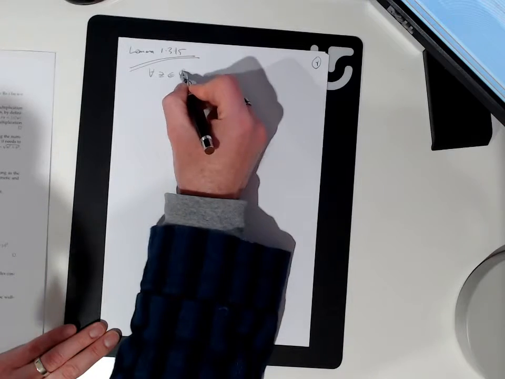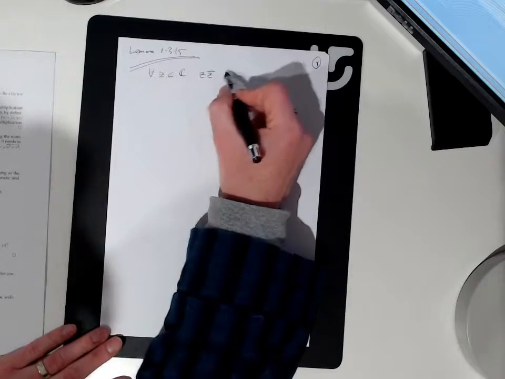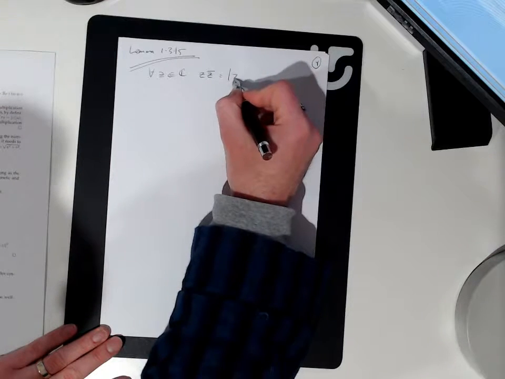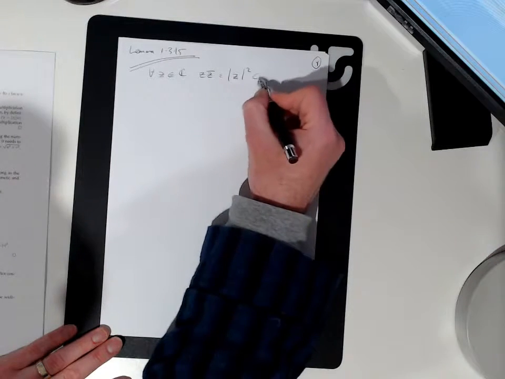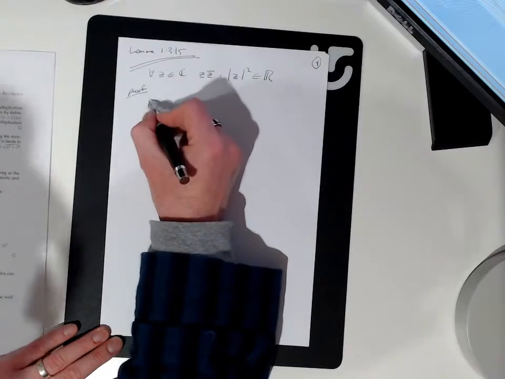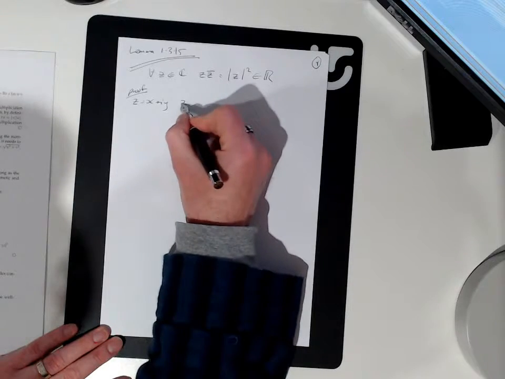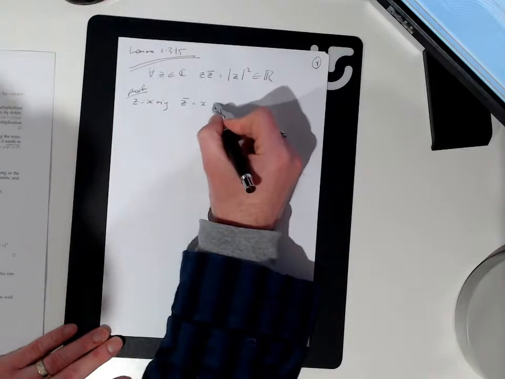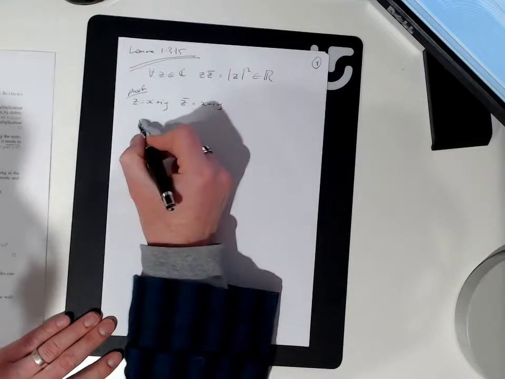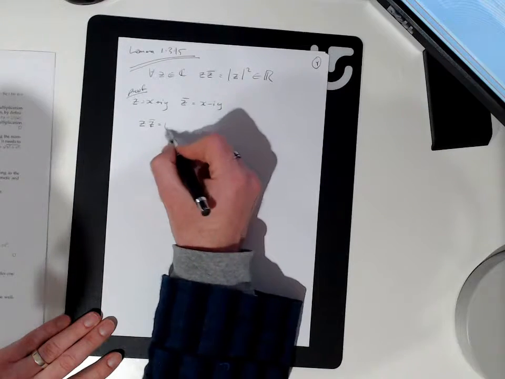For all z in the complex numbers, z times its conjugate is equal to the square of its modulus, which is of course in the real numbers. The proof is pretty easy. z equals x plus iy, the conjugate equals x minus iy, z times z bar is, well, multiply them out, right?